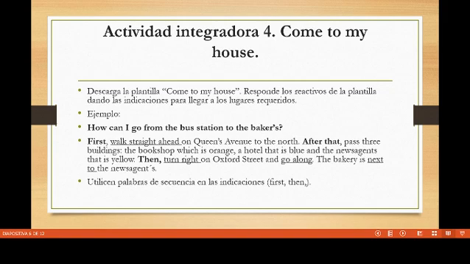Remember to use first and then, after that, and finally. Those words are called sequence words. The sequence words.